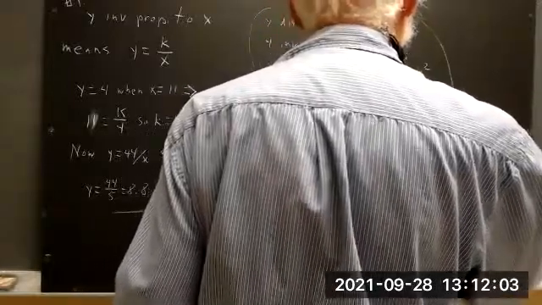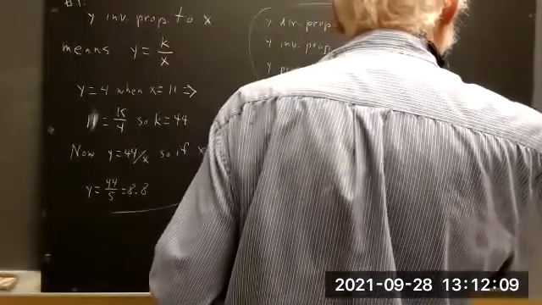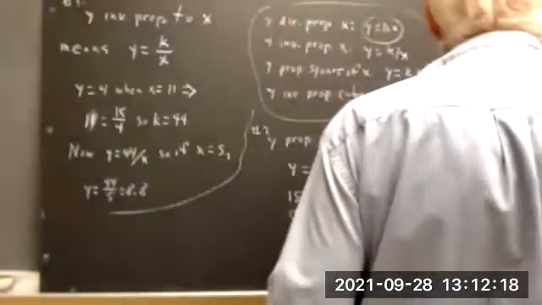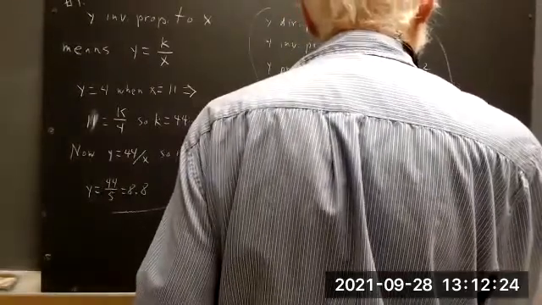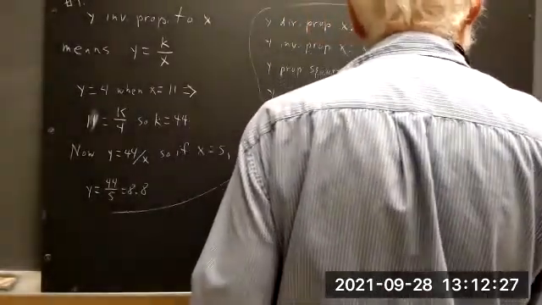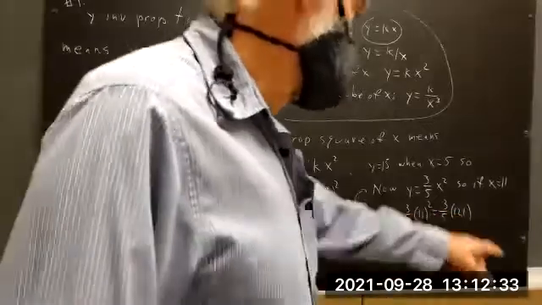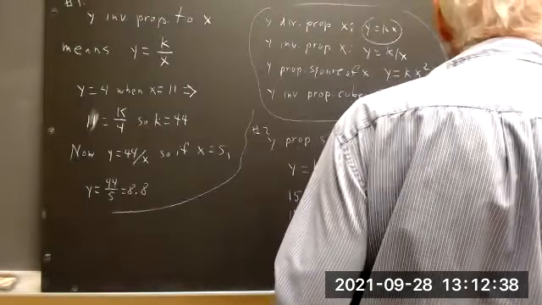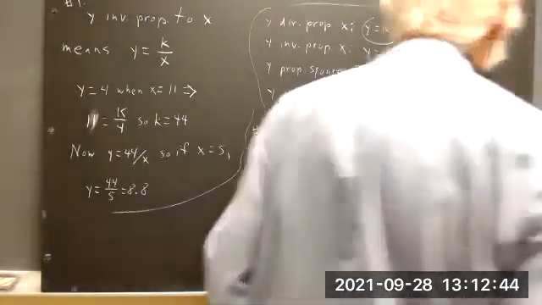Now we know that y is 3/5 of x squared. So you're asked what the value of y is when x equals f. In my case, f is 11. So y is 3/5 of 11 squared. 11 squared is 121. 3 times 121 is 363, and that equals 72.6.